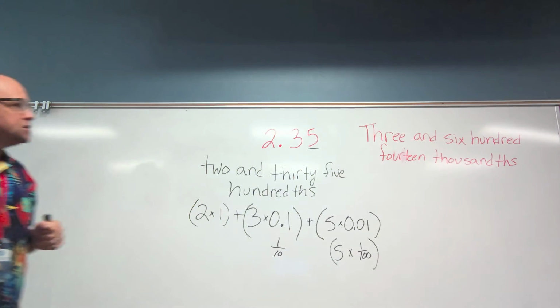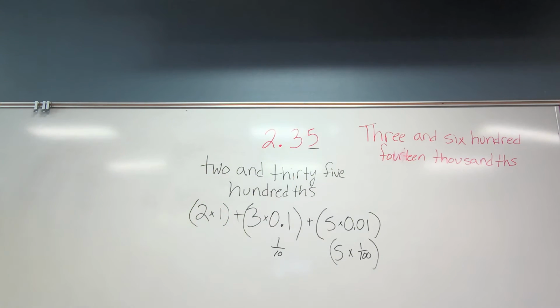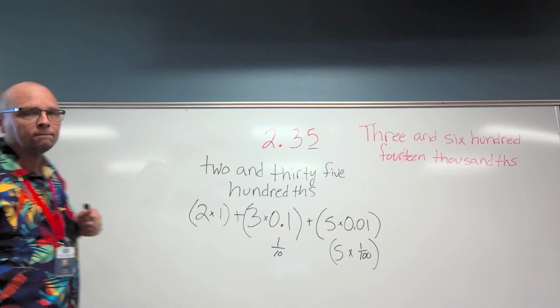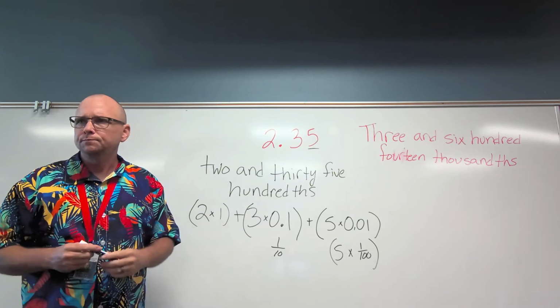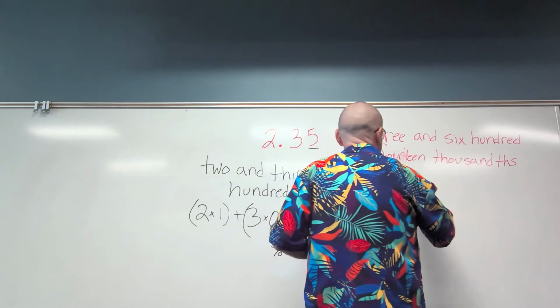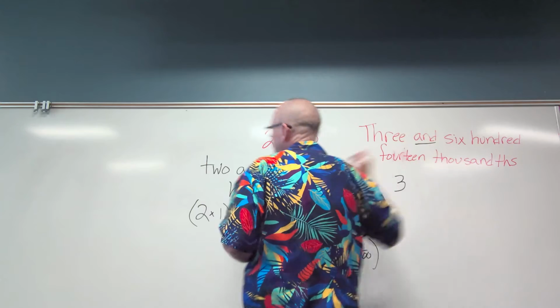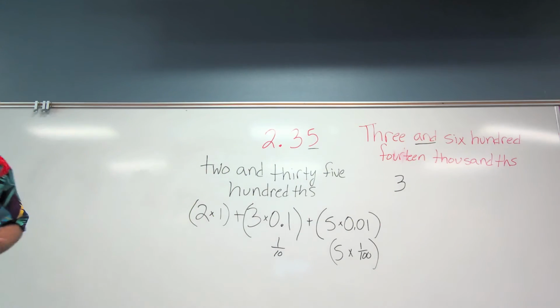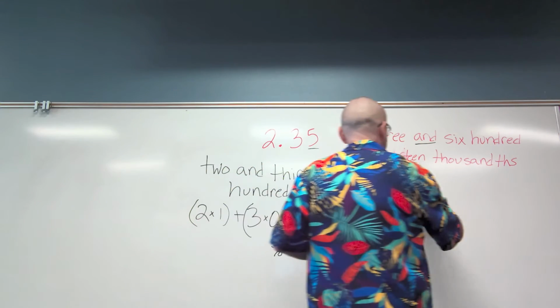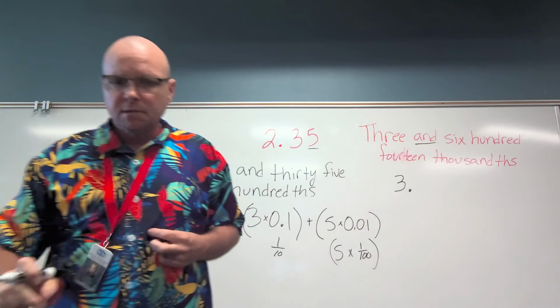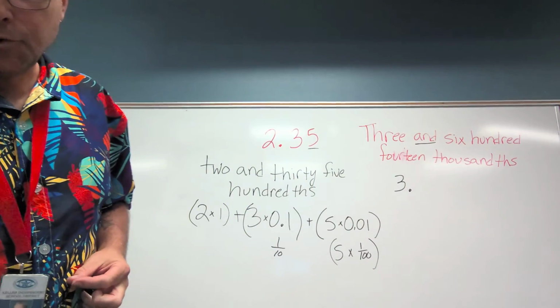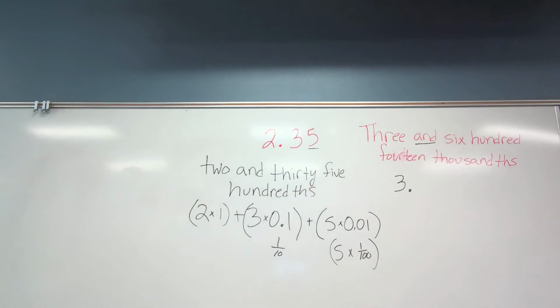So Travis, get me started. We're going to write it in standard form first. So what do I start with? 3. And then we have the word and. Travis, what does that mean I do? The decimal point. The next word is what, Soraya?